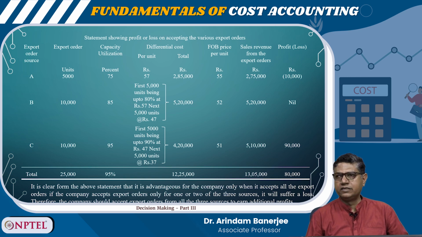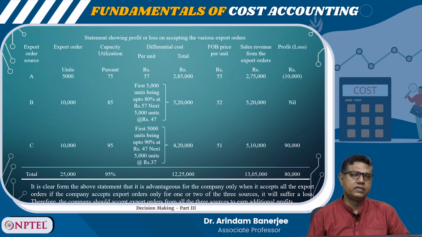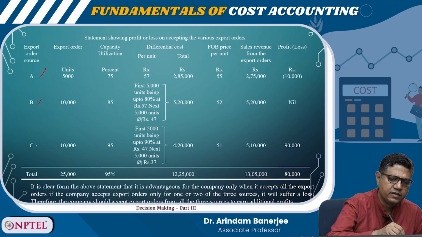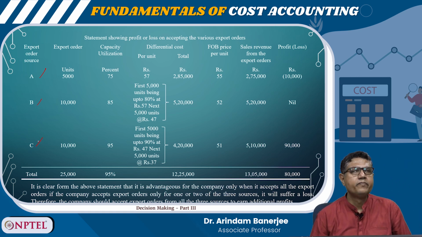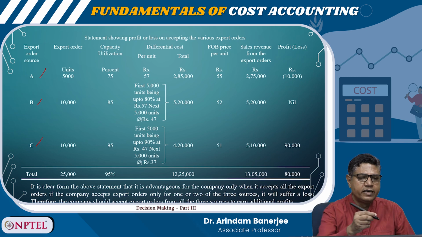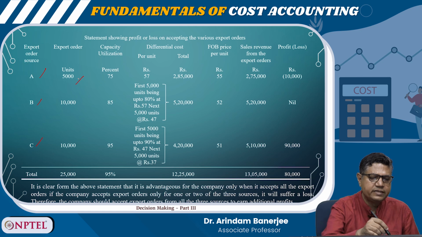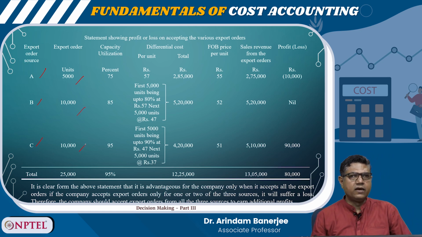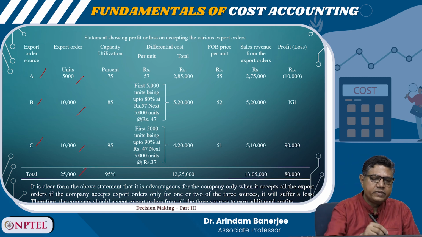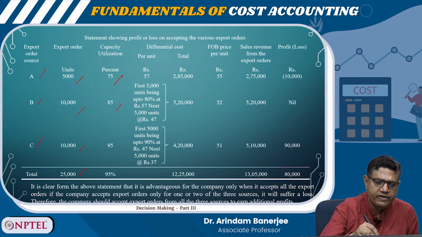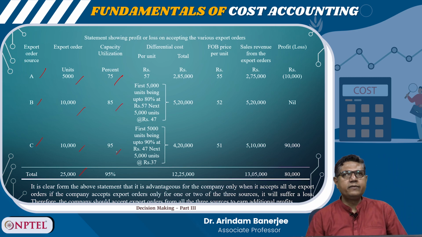So, there are three sources, as already mentioned: one is A, second is B, and third one is C. The export orders I can calculate like this: first one is 5,000 from A, second is 10,000, third one is 10,000. So, total is 25,000 here. And capacity utilization is 75, 85 and 95.